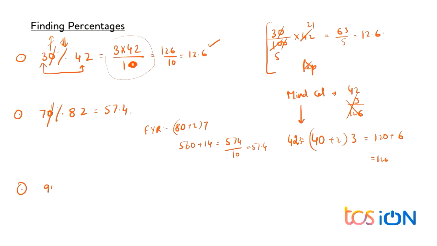For example, let me go with 90% of 63. Now again 10 gets cancelled. Now 9 6s are, if I'm not wrong, 540, and 9 3s are 27. So 540 plus 27, how much would it be? If I'm not wrong, it should be 567. Right, everybody? So 9 6s are 54, so 540, and then 9 3s are 27. So that would give me 567, but upon 10 will give me 56.7. So simple.